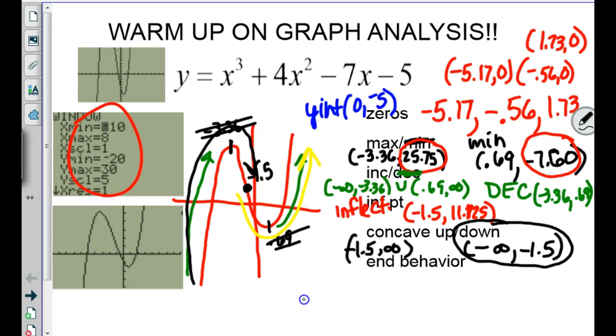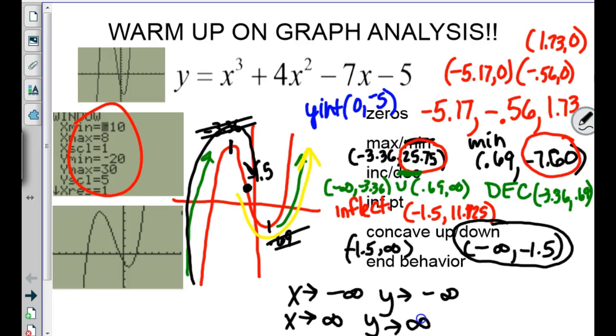End behavior. It will say, I don't remember the order. I think I wrote X first. Eventually they switched the order, but how do we say left? And what is this graph doing on the left? It's going down, so we write, okay, how do we say right? X is approaching positive infinity, and on the right, this graph is going up, so Y is approaching infinity. All right, was that good review of graph analysis?